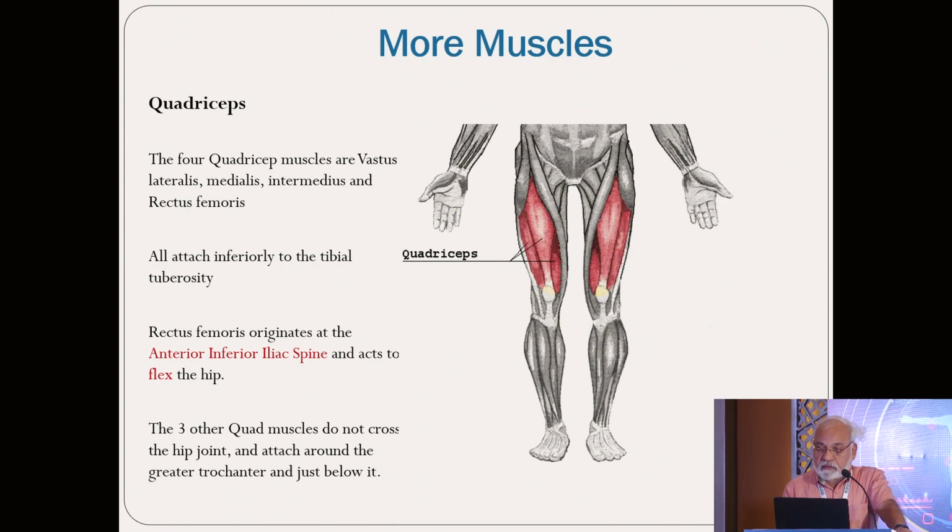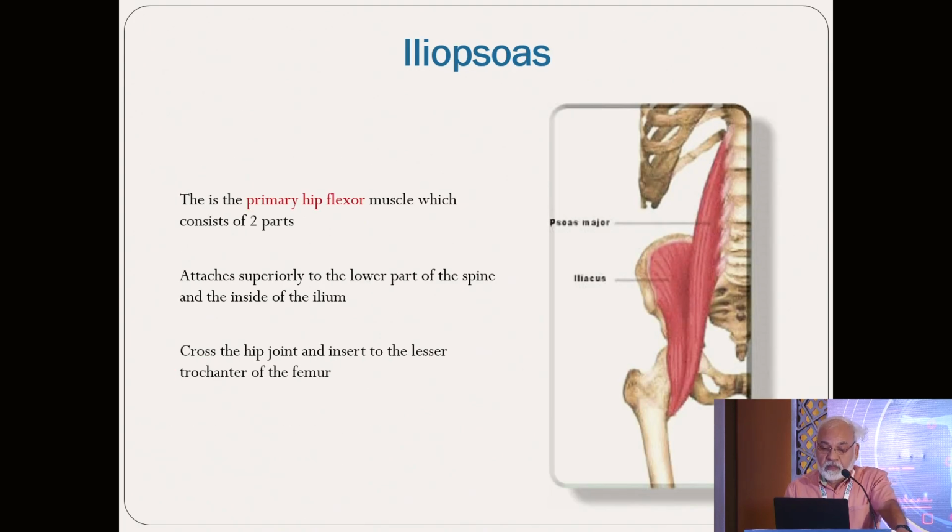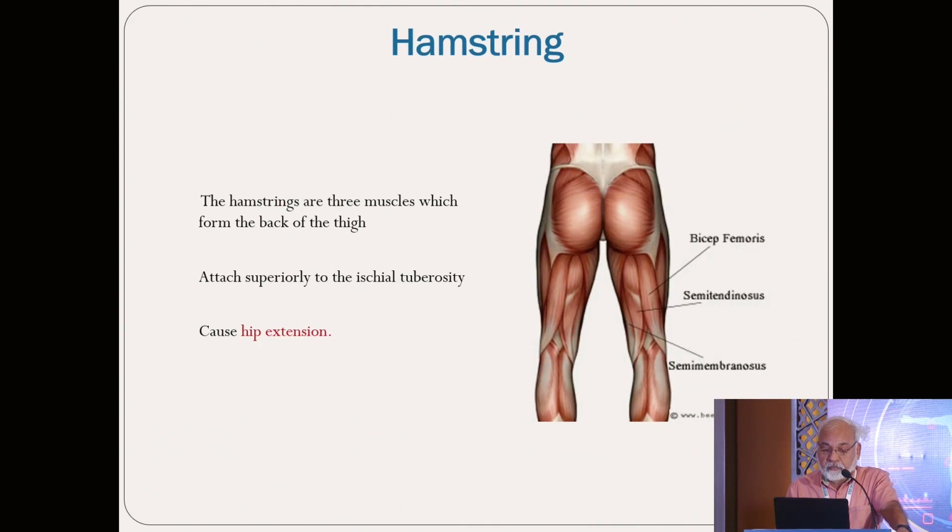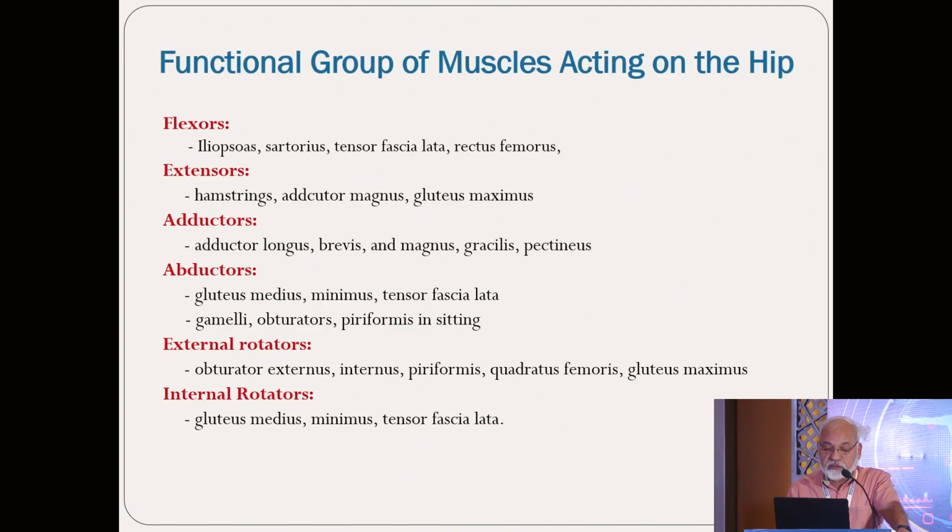Quadriceps has four components, among which the rectus femoris originates from the anterior iliac spine and acts as a flexor of the hip joint. There are certain muscles which act on two joints, so we ought to know what those muscles are to better delineate the pathology. Iliopsoas is the primary hip flexor. Hamstring is responsible for hip extension and also knee flexion, so that also works on two joints.